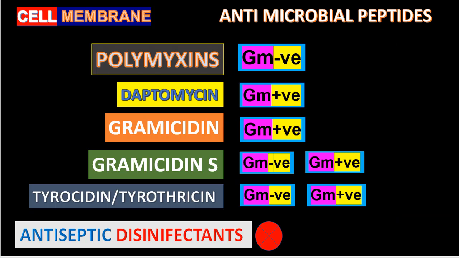The antimicrobial peptides we cover are polymyxins and colistin, which act on gram-negative organisms, and then daptomycin, which acts on gram-positive organisms, then gramicidins of different types, gramicidin S, then tyrocidine, tyrothricin, etc. And we already covered the bacitracin-like drugs earlier. Most importantly, it should be clear that we are not talking here about antiseptics or disinfectants, which also act on the cell membrane. Except for these antiseptics, we are talking only about antimicrobial peptides which act as antibiotics.